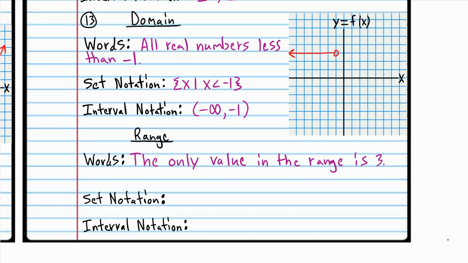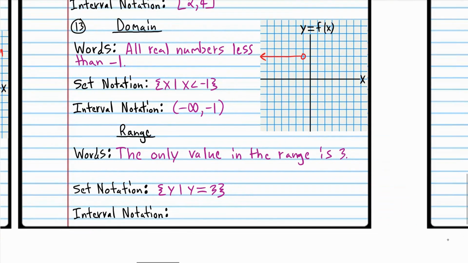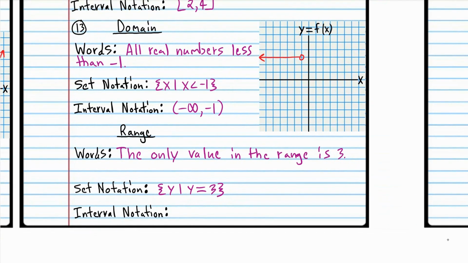So in set notation, we say that the range is the set of all y values such that y must be equal to 3. That's the restriction. Y can only be equal to 3. And interval notation is not really appropriate here, but if we had to write interval notation, we would say 3, comma, 3 with brackets.